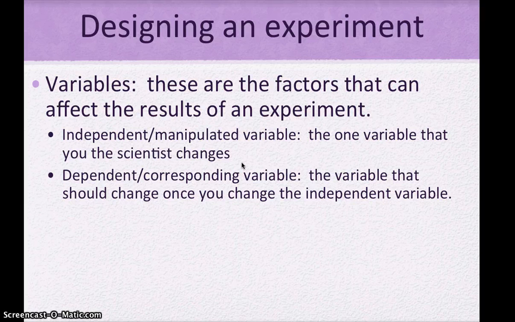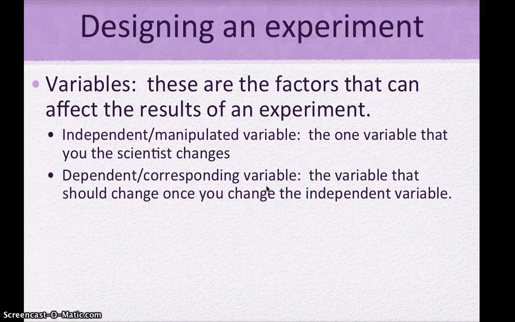The next variable in an experiment is the dependent or corresponding variable. This variable is the one that should change after you've changed the independent variable. So if I change the independent variable of whether or not somebody is listening to classical music, then I should be expecting to see a difference in how well they perform on their test. And that's the stuff that I can write down. That's my data.